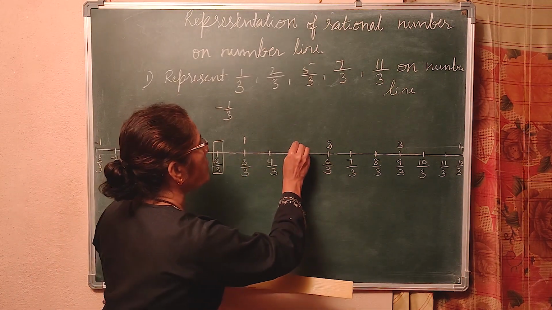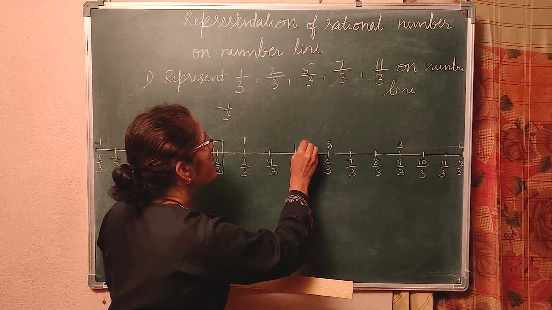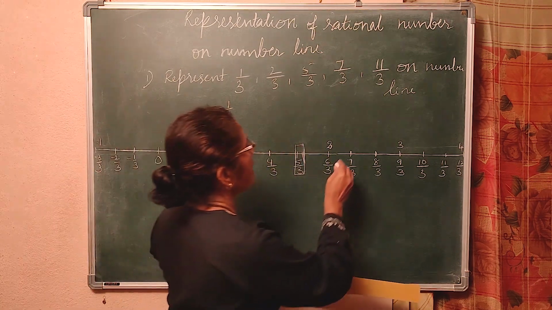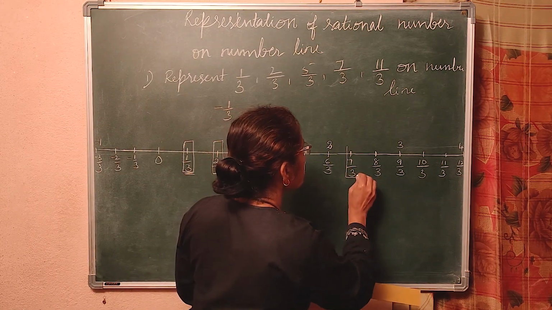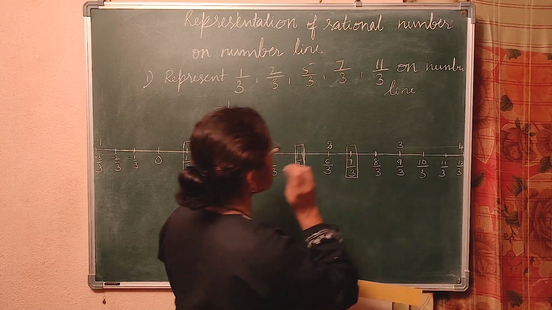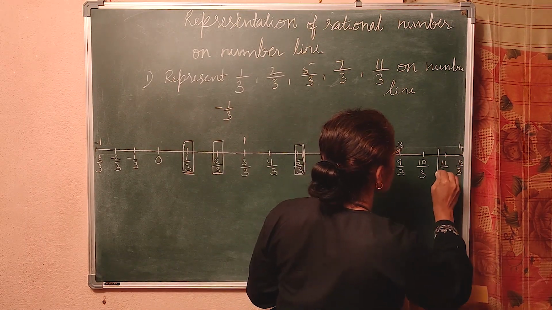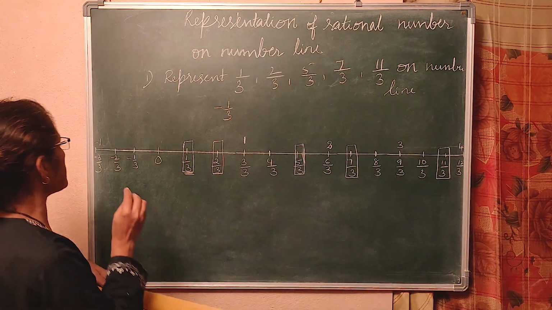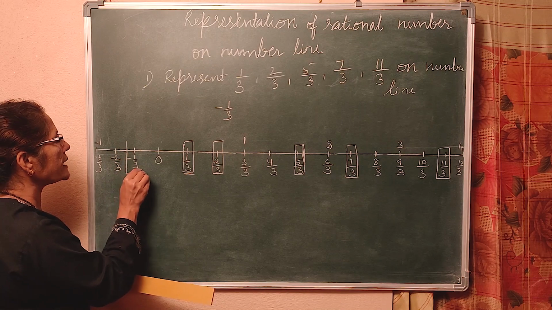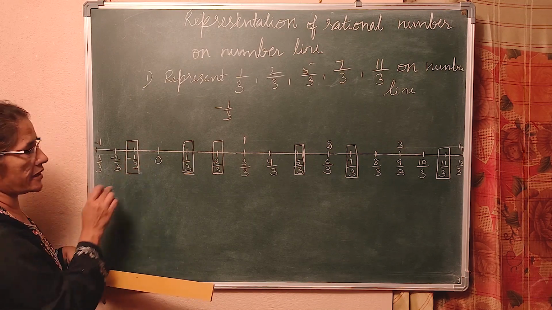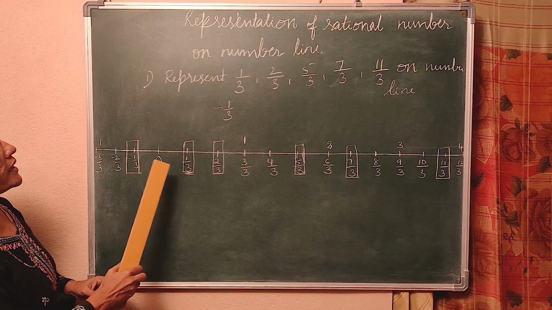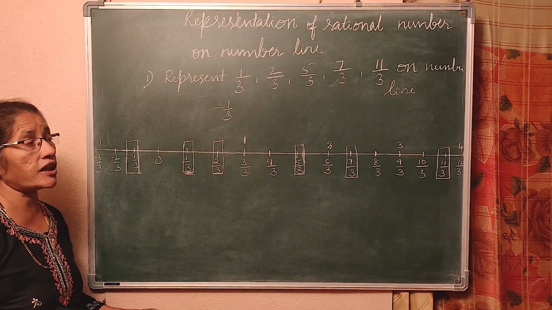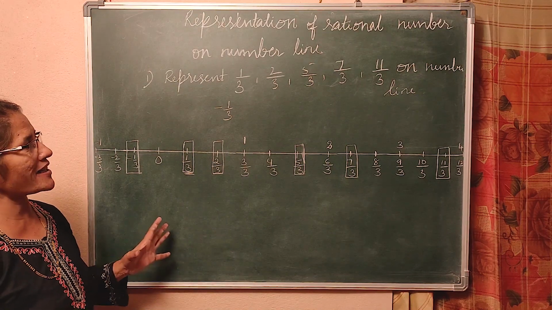Next one is 5 by 3, see, I marked. Next one, 7 by 3, see, I marked. Next, 11 by 3, see, it is here. Earlier I inserted one more. What is that? Minus 1 by 3. See. So these are the marks: minus 1 by 3, 1 by 3, 2 by 3, 5 by 3, 7 by 3, 11 by 3 on the number line. Did you all understand?